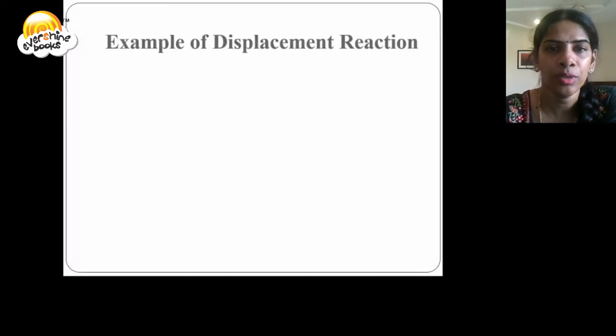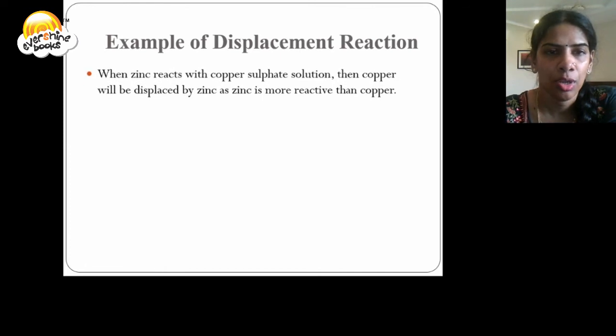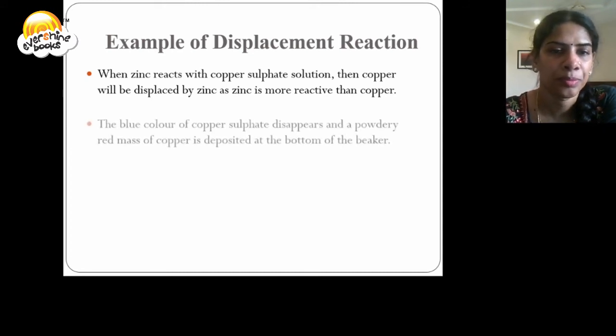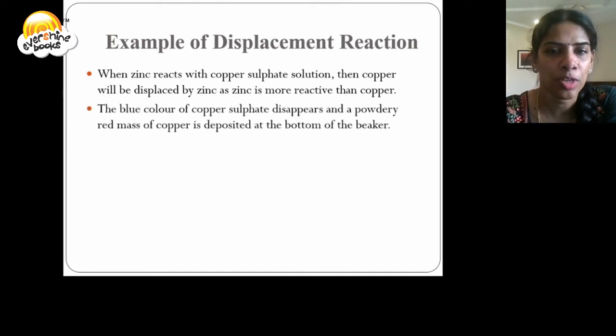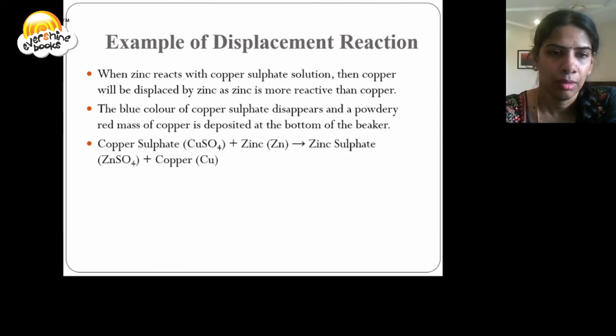Let us now look into an example of a displacement reaction. When zinc reacts with copper sulfate solution, copper will be displaced by the zinc because zinc is more reactive than copper. The blue color of the copper sulfate disappears and a powdery red mass of copper gets deposited at the bottom of the beaker. So, copper sulfate when it reacts with zinc, forms zinc sulfate and copper.